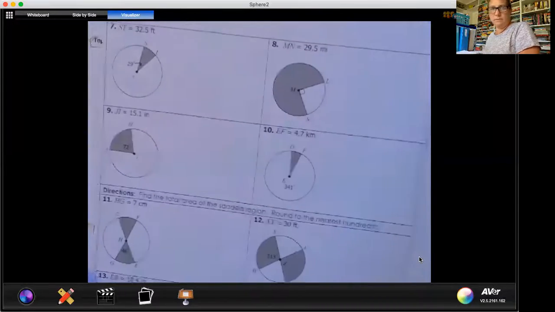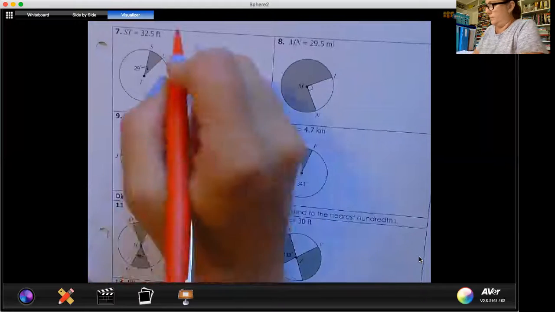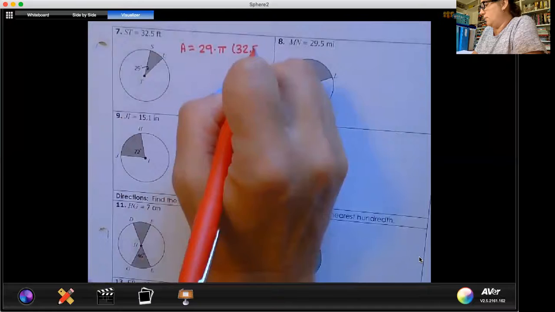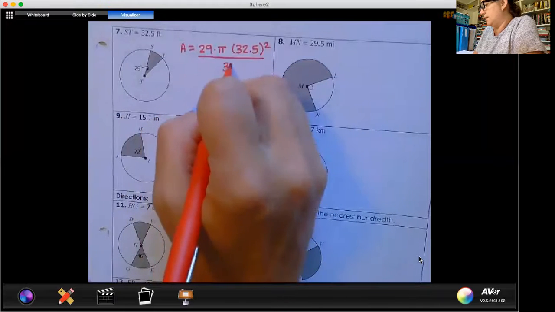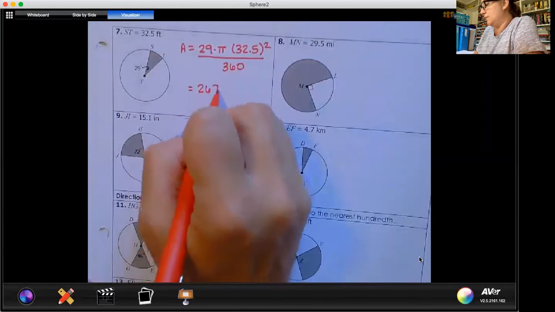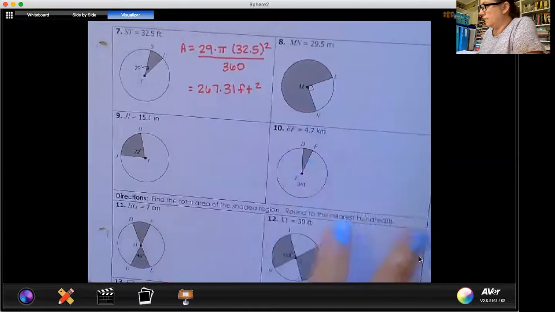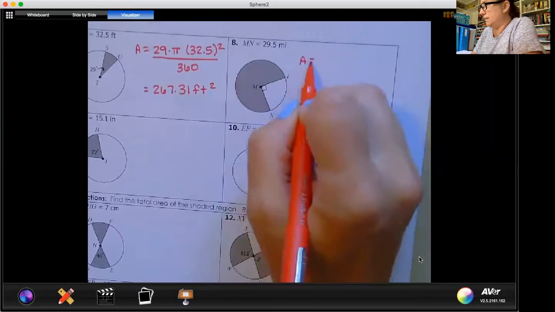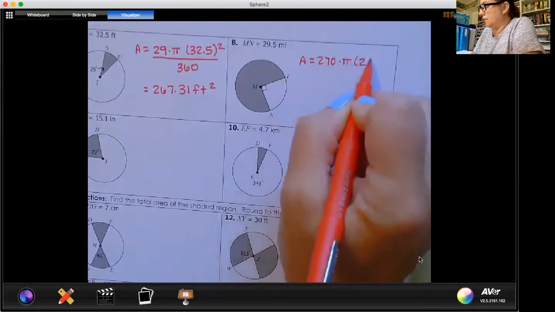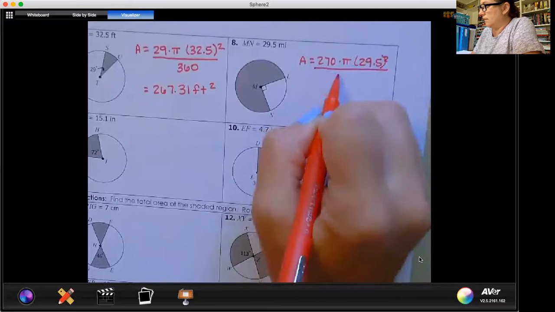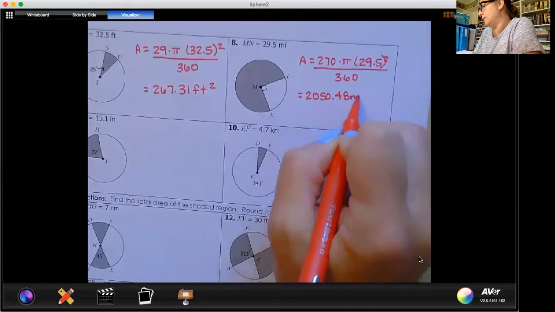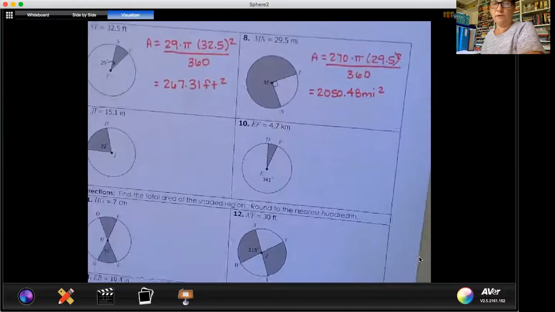And taking a look here at our next page, area is 29 times pi times 32.5 squared divided by 360 is 267.31 feet squared. This is 90, so the rest, 360 minus 90, is 270 times pi times 29.5 squared divided by 360 is 2050.48 miles squared.